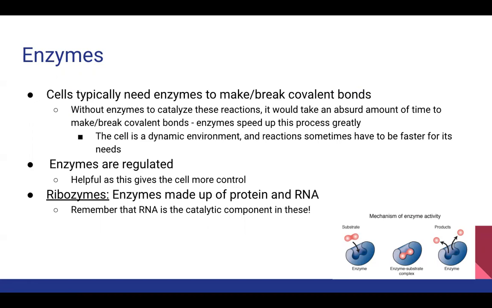Cells need to make and break covalent bonds quite often, and enzymes are truly necessary for this to happen because making and breaking covalent bonds is very difficult and can take a very long time. So enzymes really speed up this process dramatically. And they're very heavily regulated in cells, so this gives cells very good control over what kind of reactions are happening.